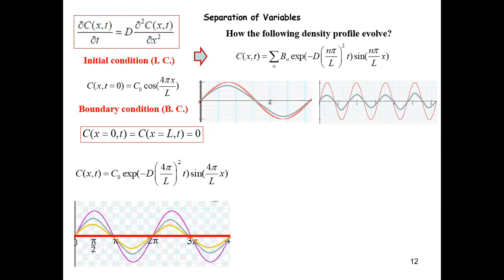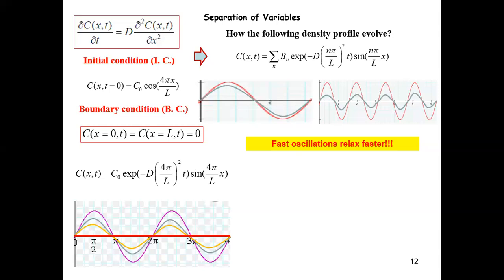I just noticed another typo here. This should be sine 4 pi x. But anyway, that's that, right? So are we clear about this? So what do we learn here? I think I have a conclusion for you here: the fast oscillations typically relax faster, right?